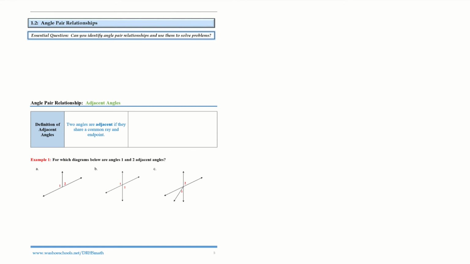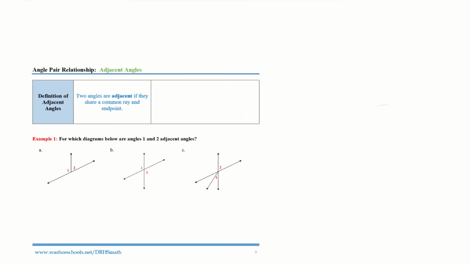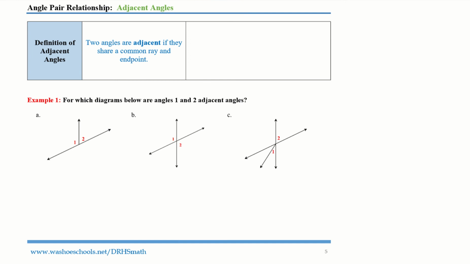Hey guys, today we're going to be working on angle pair relations. So, definition of adjacent angles: two angles are adjacent if they share a common ray and a common endpoint.